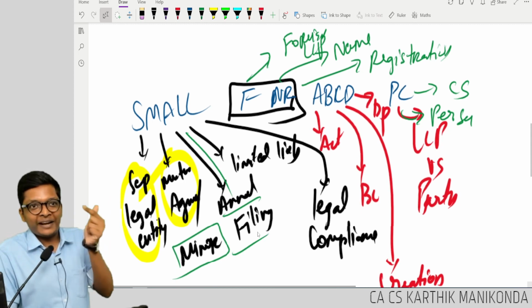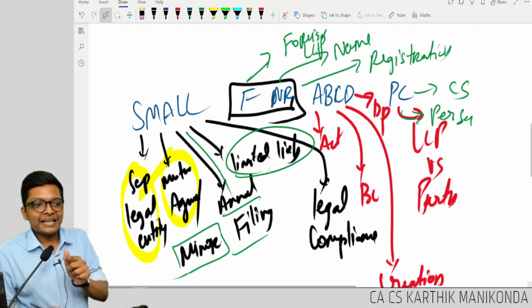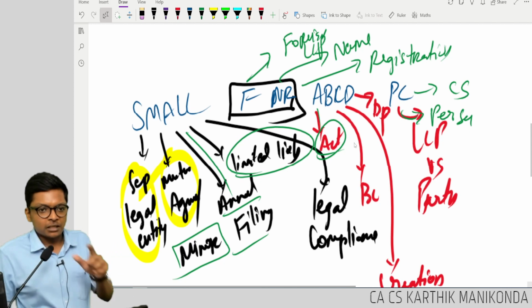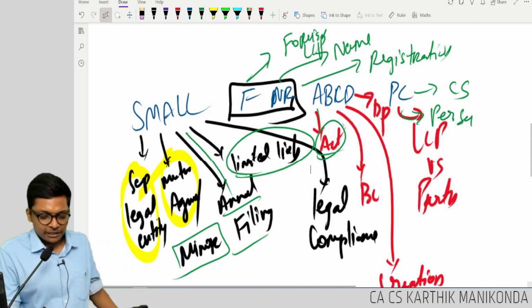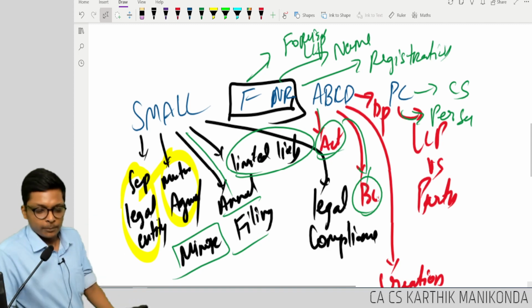Next, A is annual filing. LLP has the concept of annual filing. Here we don't have the concept of annual filing. L is again limited liability. Partnership unlimited, here limited. Then A, Act: Partnership Act, LLP Act. B, body corporate. LLP is a body corporate. Partnership is not a body corporate.